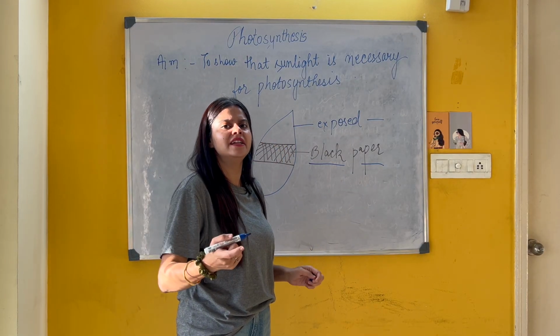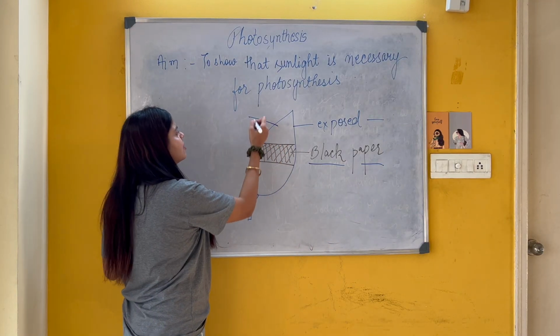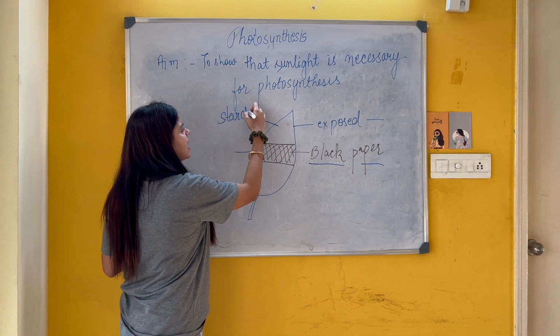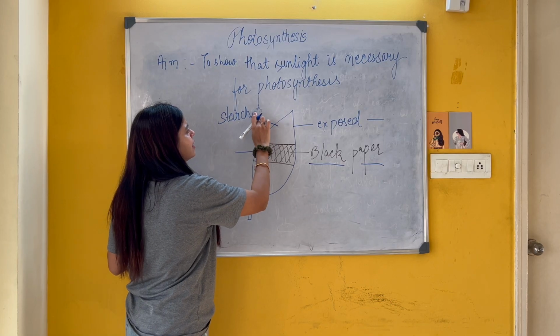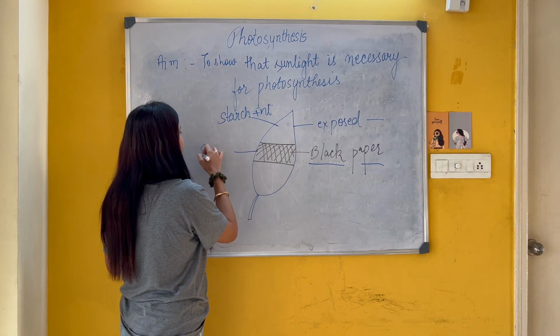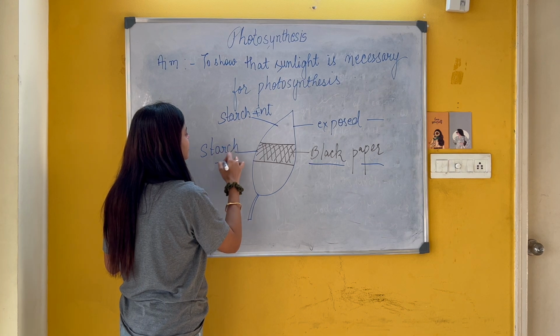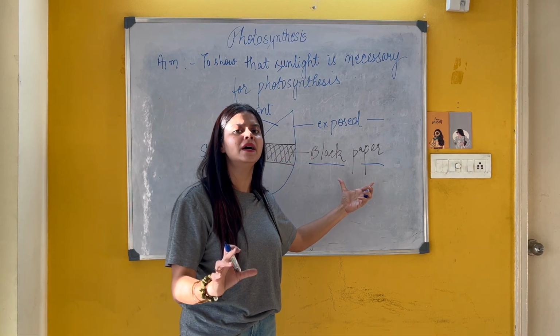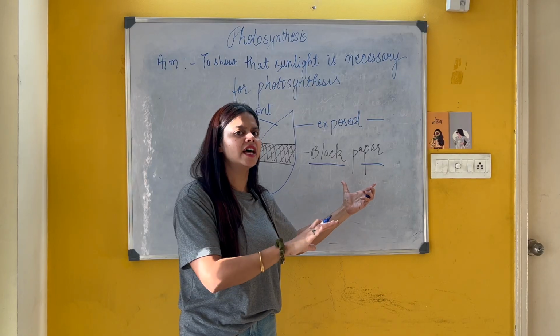Starch will be present in which part? The covered part or the exposed part? The exposed part will carry out photosynthesis and starch will be present in the exposed part. Starch will be absent in the part of the leaf which is covered by black paper and is not receiving any sunlight.